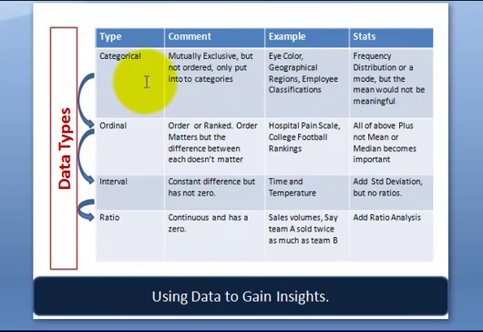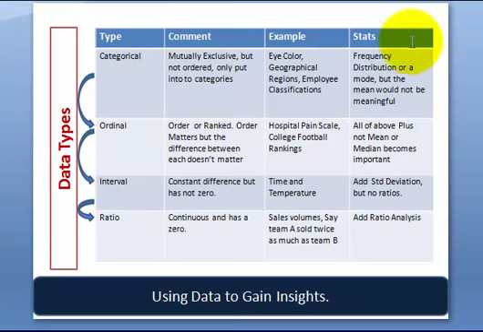A categorical is something like eye color, geographic region, or employee classification, where there are different categories, but they're not ordered in any particular way. For example, green isn't ordered ahead of blue eye color, etc.